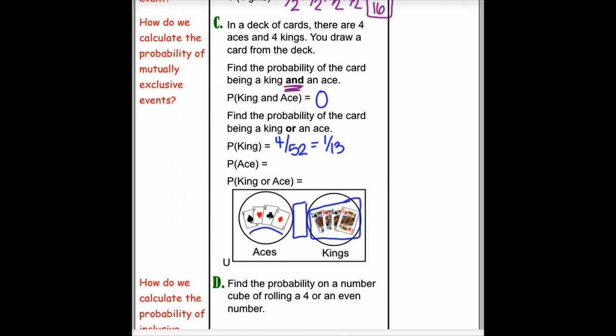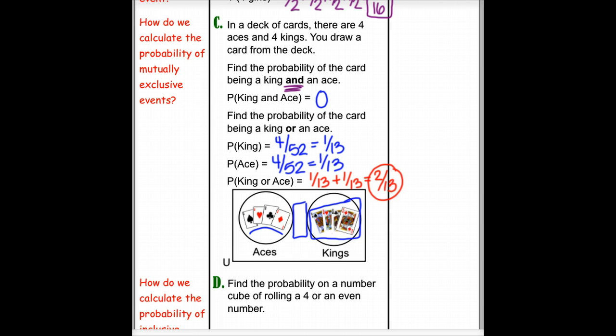Likewise, we have 4 aces out of our deck of 52, which, as we all know, simplifies the same to get 1/13. So when we take a look at the probability of getting a king or an ace, we're going to take our 1/13 probability of getting a king plus the 1/13 probability of getting an ace, and that gives me a probability of my card being a king or an ace of 2/13.